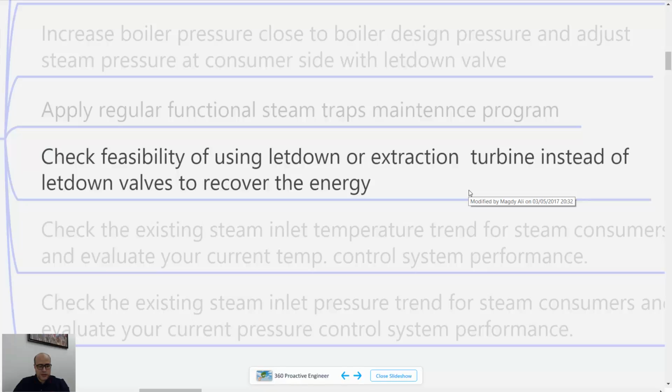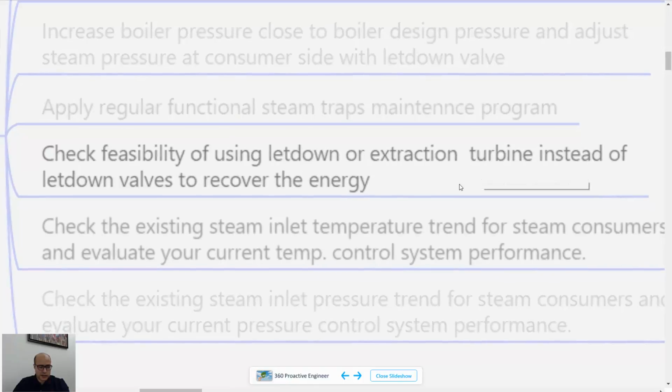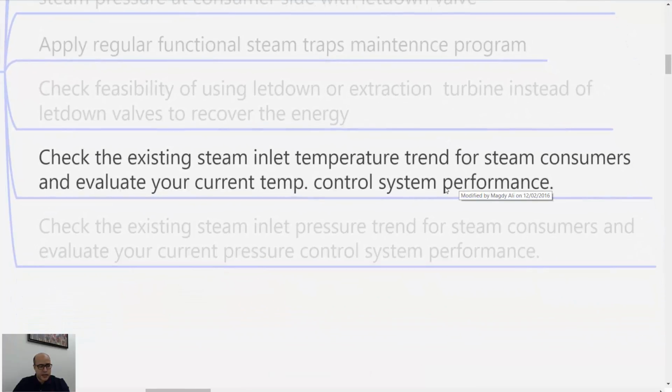Also, we can calculate the feasibility of using a let down extraction turbine instead of the let down valve, to recover the energy rather than wasting it by breaking it down on the valve. Most of the ammonia, methanol, and syngas plants are already using these extraction turbines as a main let down device.